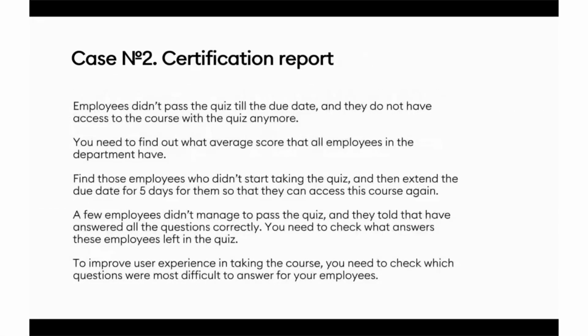So now the next case is the certification report. Employees didn't pass the quiz by the due date and they do not have access to the course with the quiz anymore. You need to find out what average score all employees in the department have, find those employees who didn't start taking the quiz, and then extend the due date for 5 days for them so that they can access this course again.